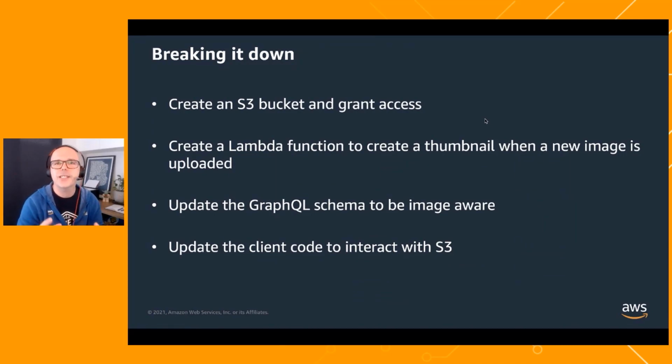Breaking it down, the first thing we need to do is create that S3 bucket to store our images and our thumbnails. Then we need to also grant access to the API and to the Lambda, so that they can change those images, work with them, and retrieve them. Next, we need to create that Lambda function that does all the work of creating the thumbnail when a new image is uploaded. And then we need to update the GraphQL schema to be aware of that image. Currently our messages have no concept of images whatsoever. So if you think of the message type, we need to change that so it has a concept of what an image is. And then finally, we need to update the client code so we can interact with S3.